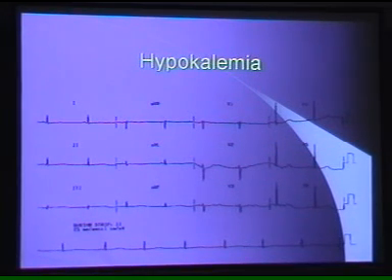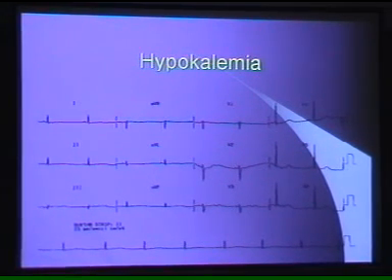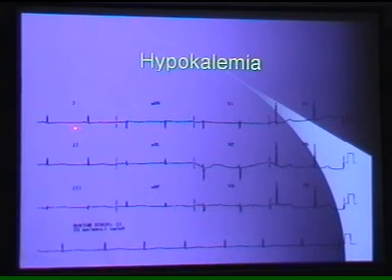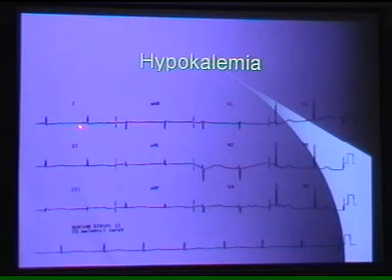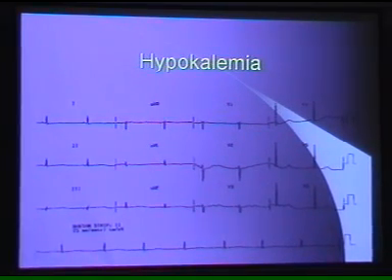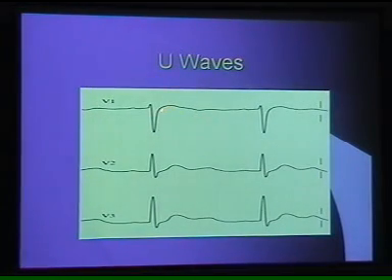Of course, we can do the examination of the electrolytes, but ECG will also give a clue, and the clue is the inversion or flattening of the T waves and appearance of an extra wave, U wave, which is not very clear here, but I'll show you in the next slide. Next one.